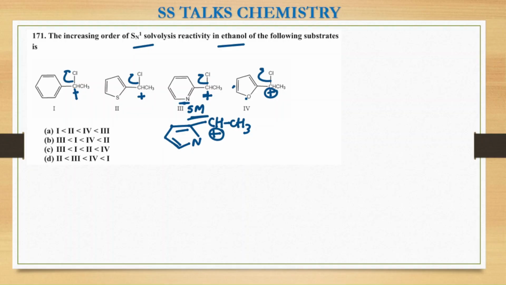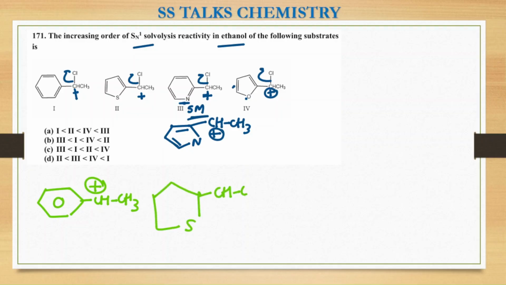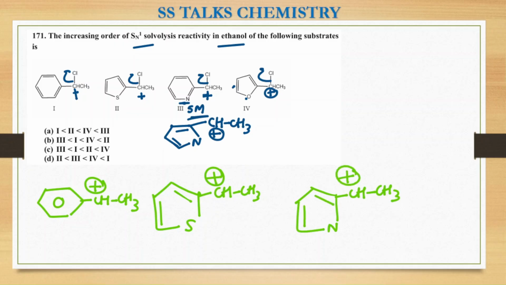Now you just have to compare the stability of the carbocation that has been generated. So the carbocations we are having are this one, CH with the CH3, and the positive sign is present. Here is this thiophene, with CH and CH3 and the positive sign. The rest of the bonds remain like this. Here you are having this nitrogen atom, it is CH and the CH3, and here the positive charge is present. And here is this oxygen atom.